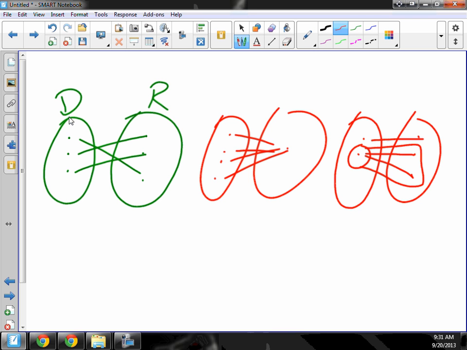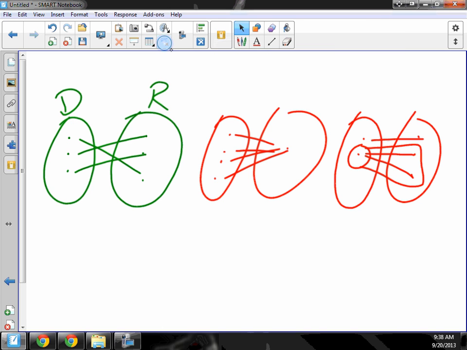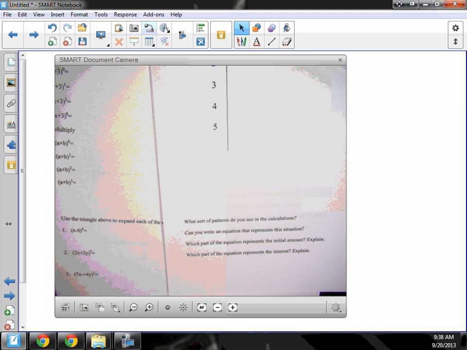So there are two worksheets you need to pick up. One of them deals with functions, and I think there are 15 problems where you need to decide, does that describe a function or not? Go for it. So let's look at number one.